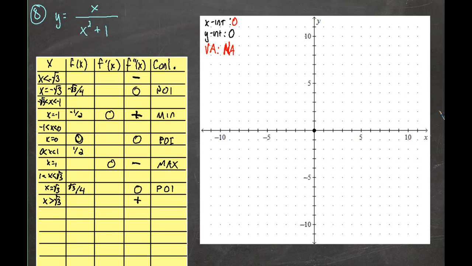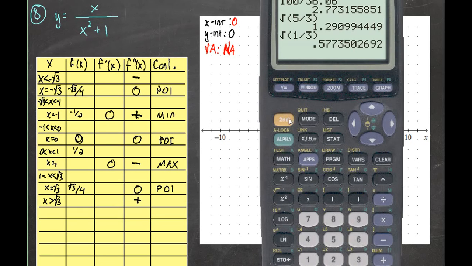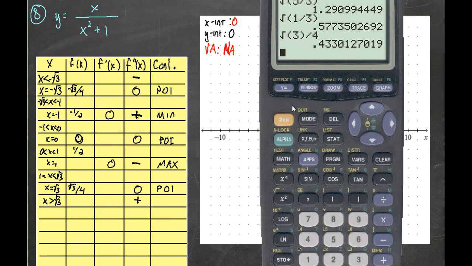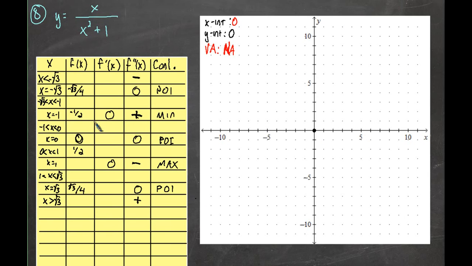Okay, we're ready to go. Ready to graph all this stuff. Let's get an approximation for the square root of 3 over 4. That did not take. We good now? 0.43. So we're at negative 0.3, positive 0.43.